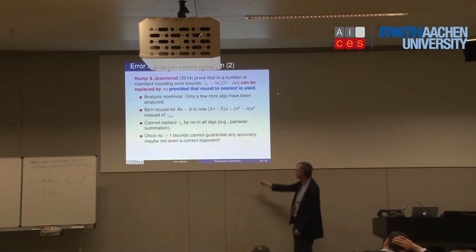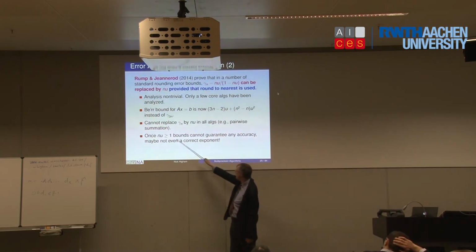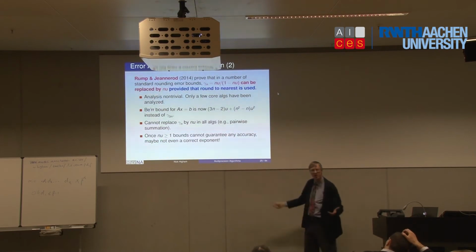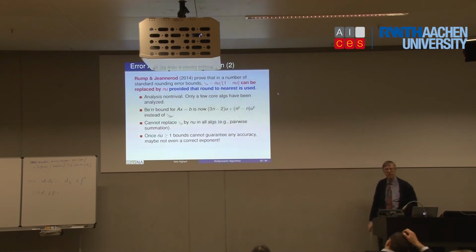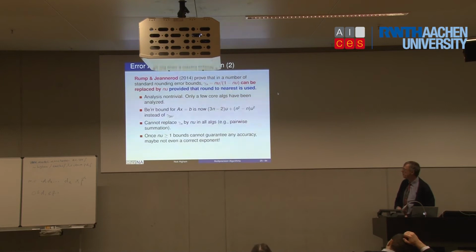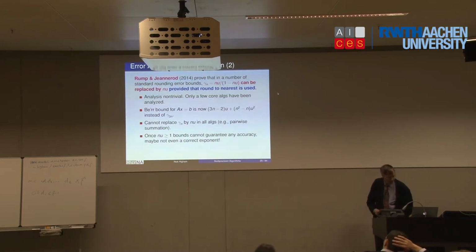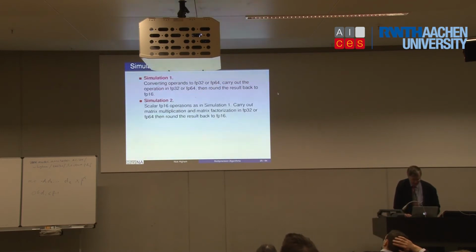And the other point is, once nu is bigger than 1, the bounds are guaranteeing no accuracy anyway. A relative error of order 1 is not actually telling us very much. So nice as that analysis is, it doesn't particularly help in answering the questions I've just raised about what happens for really large dimensions. But nevertheless, that's a very nice result on error constants.